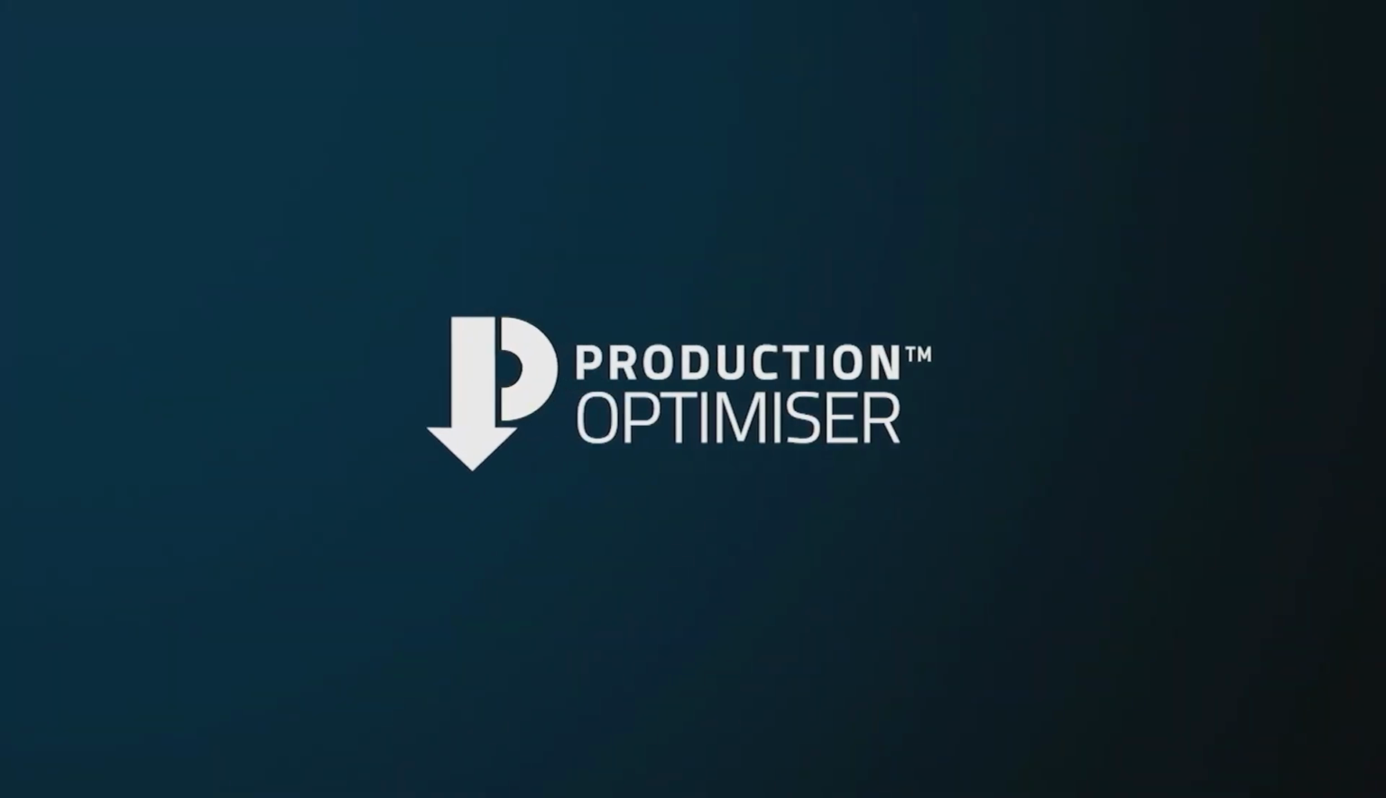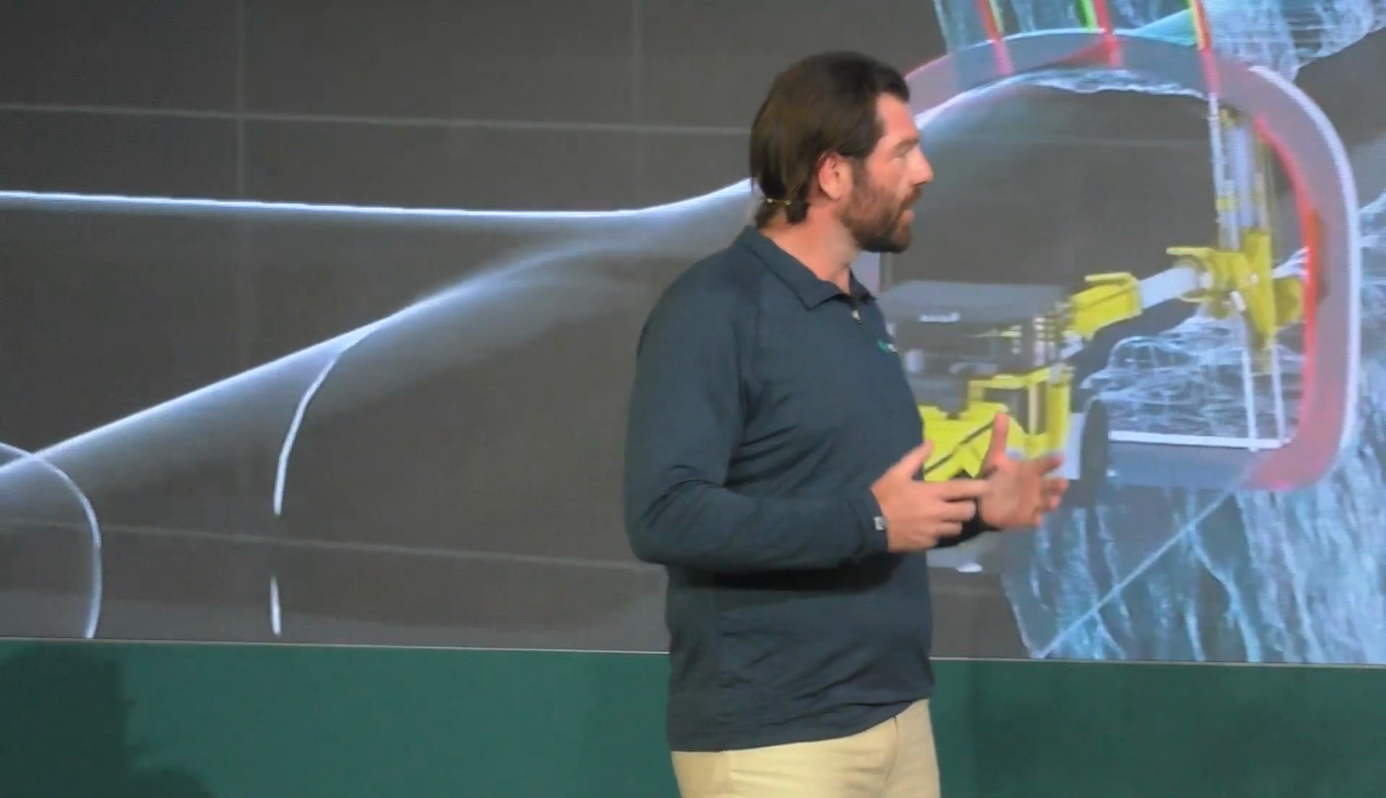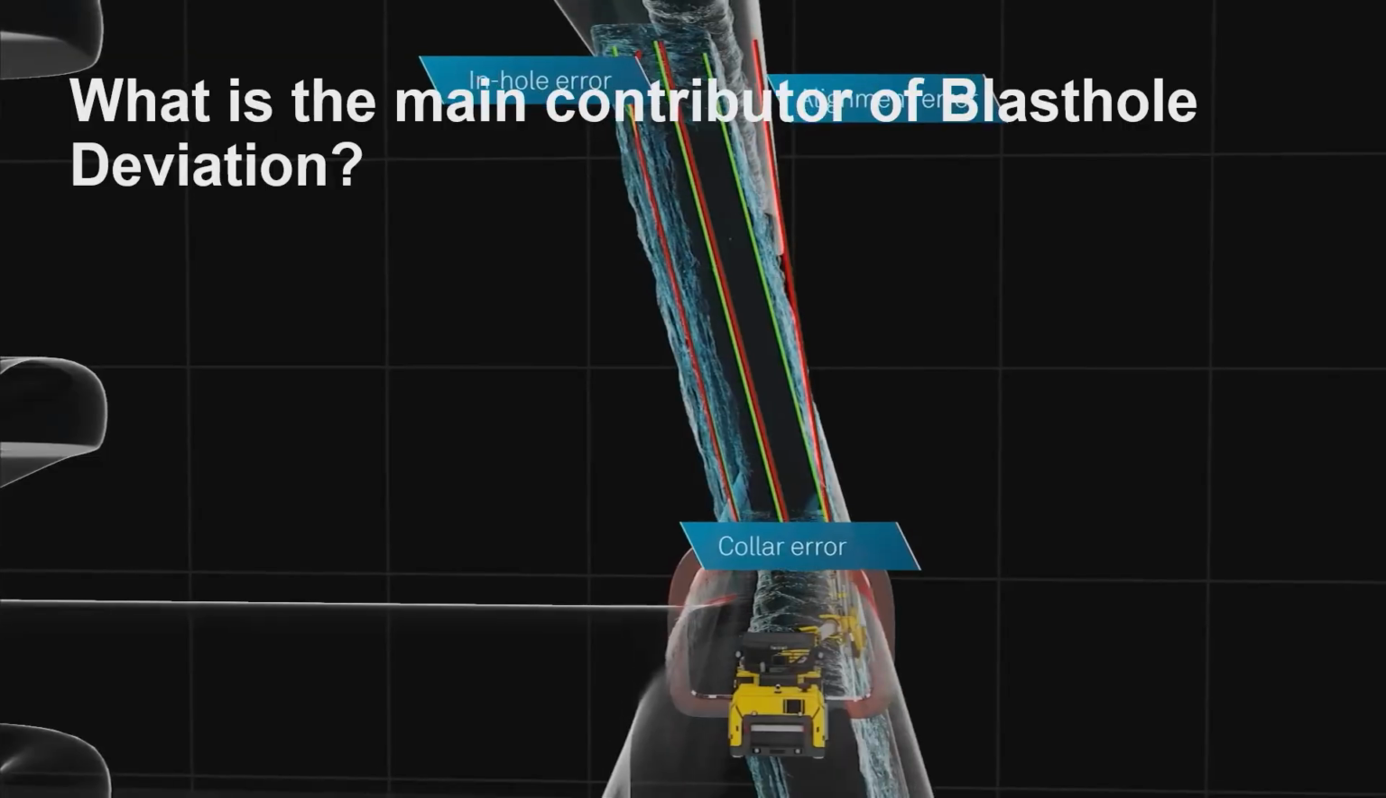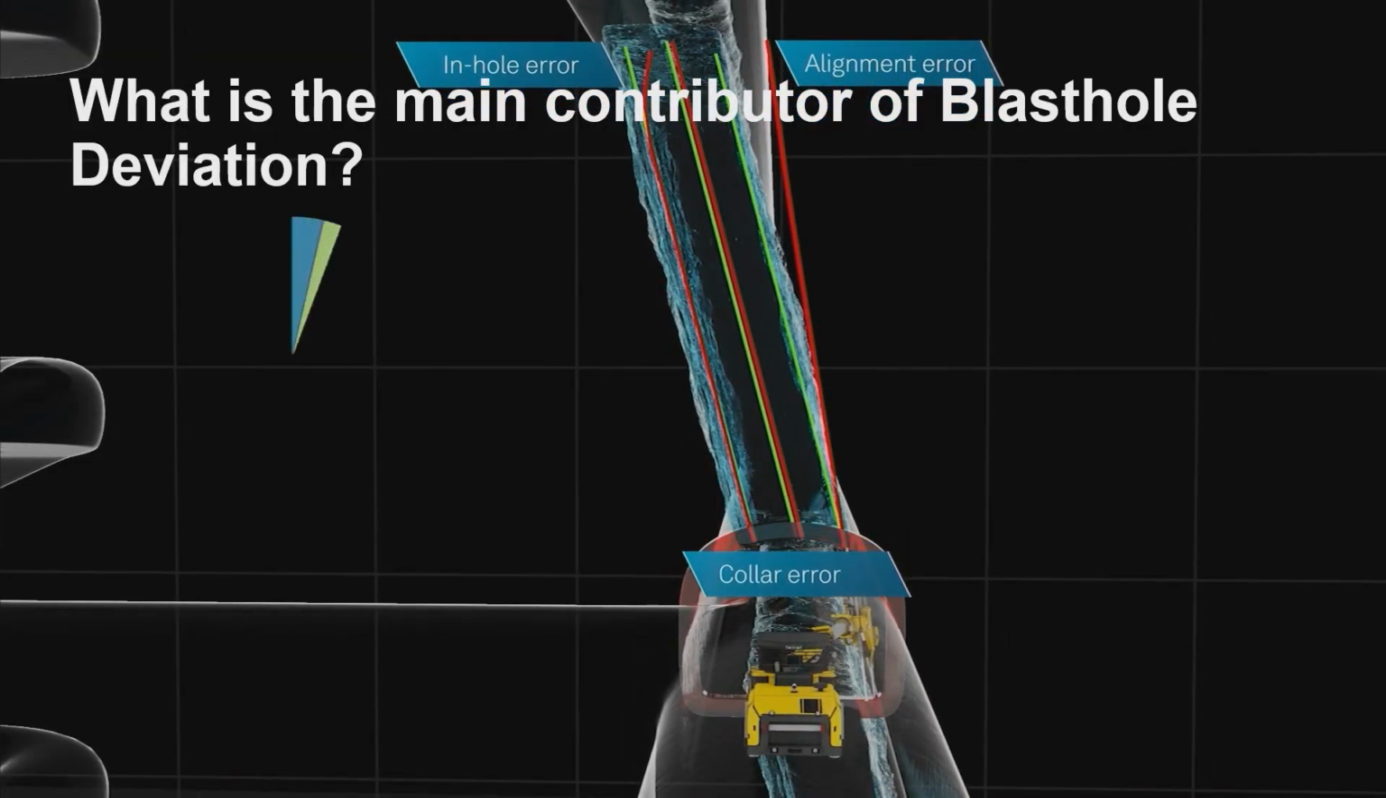So the genesis of the Production Optimiser system was from industry clients coming to us with their problems of last hole deviation and how it was impacting the economics of their stope performance. So what causes last hole deviation? We have three main contributing factors.